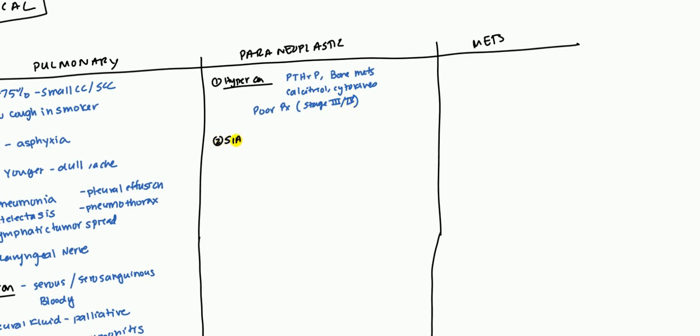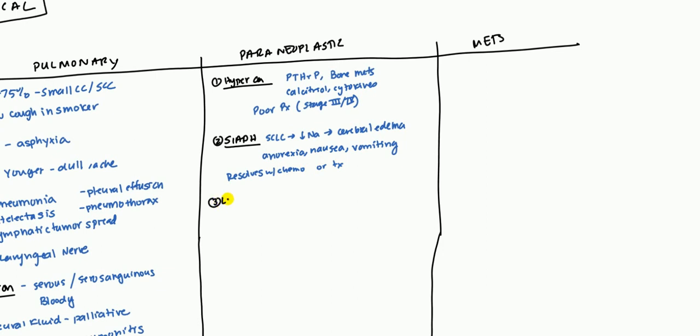Next, we can have syndrome of inappropriate ADH release. And so when you release this ADH, this causes the body to conserve too much water in the kidneys. And so it's generally associated with small cell lung cancer. And so this leads to hyponatremia, which can lead to cerebral edema. So very, very serious. And this can lead to anorexia of the patient and oftentimes nausea and vomiting. Luckily, when patients start chemo, which is common for small cell lung cancer, it resolves with chemo, or you can treat it with demeclocycline or other kind of changing the electrolytes and all those things.